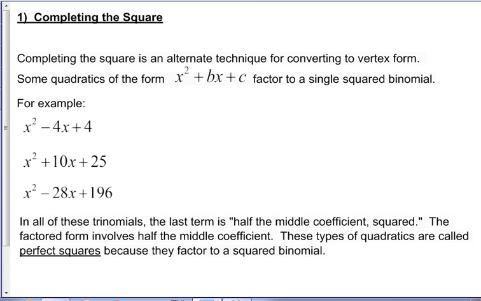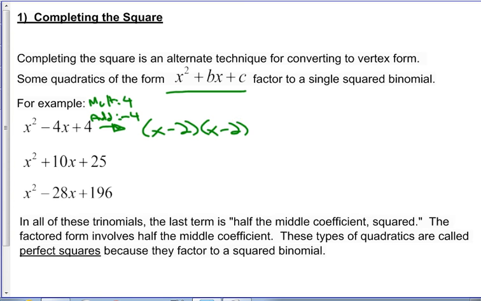Some quadratics of the form x squared plus bx plus c factor into a single squared binomial. So here are a few examples of them. If I had x squared minus 4x plus 4, I'm looking for numbers that multiply to 4 and add to negative 4. And the two numbers that do that are minus 2 and minus 2. So this one factors to x minus 2 all squared. And you could expand it out, and you find it would get you back to x squared minus 4x plus 4.